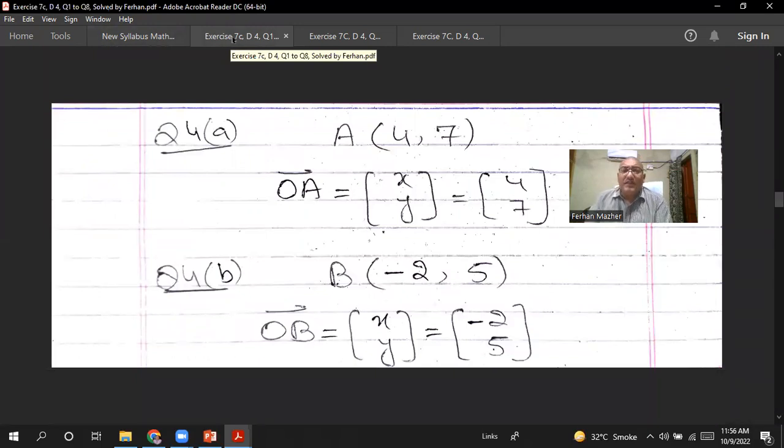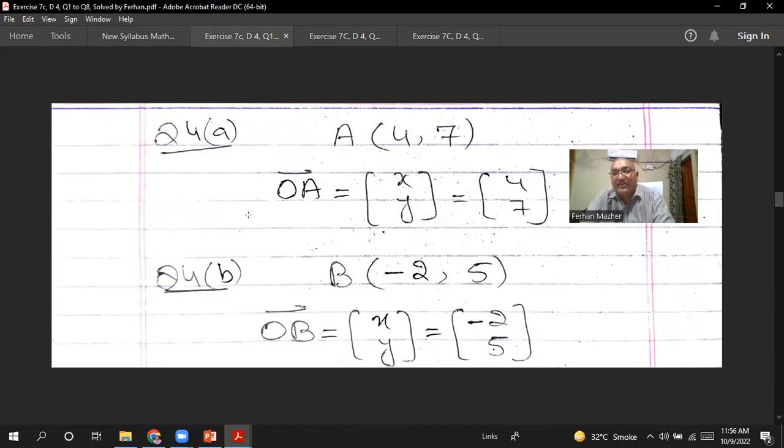So OA will be, you take its coordinates, you write X, and then downstairs you write Y. So that is the column vector. This is called the position vector. If you know the position vector, it means you know the coordinates. If you know the coordinates, it means you know the position vector. So X is 4 and the Y is 7. 4, 7. In the same way, the point B is minus 2, 5.